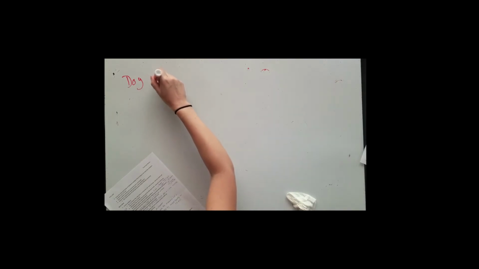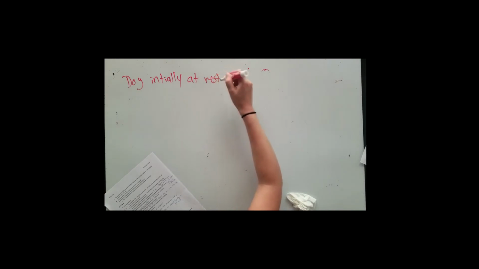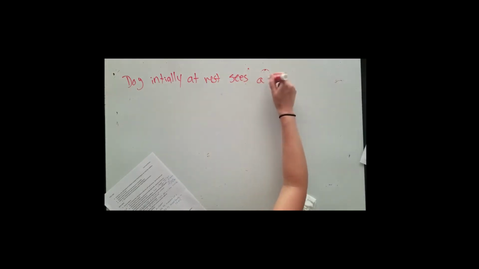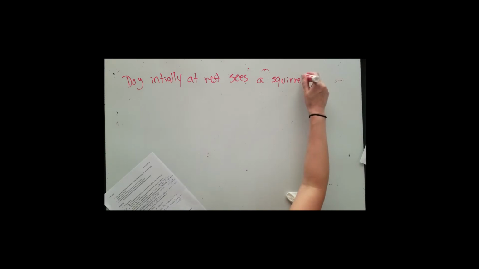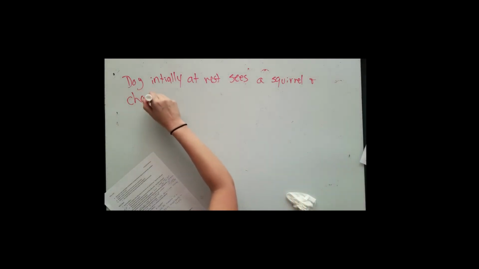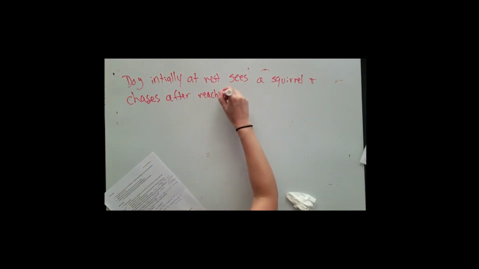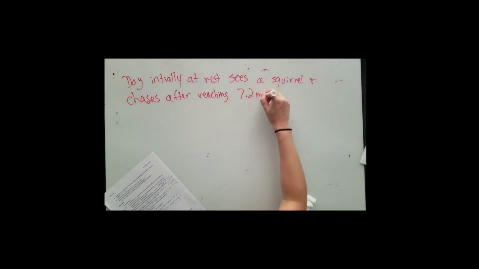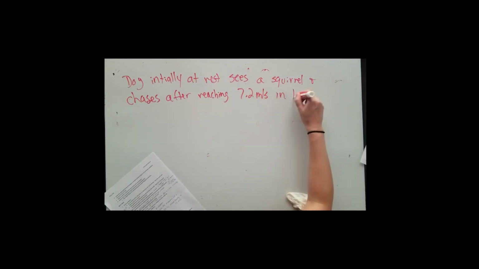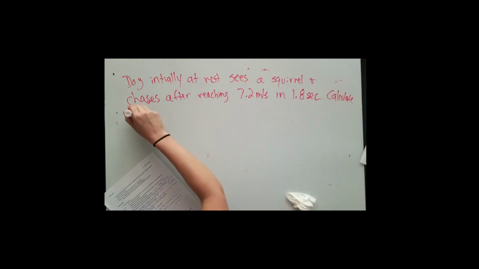So let's start with a dog. We have a dog initially at rest, laying down in the sun, sees a squirrel, and chases after it. So that's what dogs do, right? Reaching 7.2 meters per second in 1.8 seconds. Oops. We are going to calculate the acceleration.